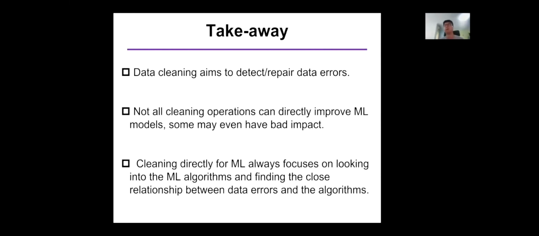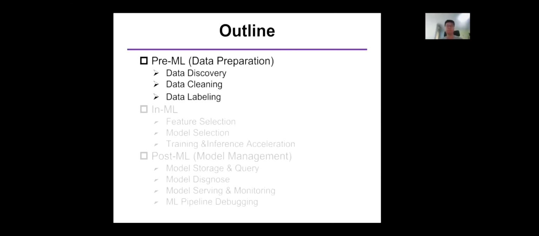So here is the takeaway. Data cleaning aims to detect and repair data errors, but not all the cleaning operations can directly improve the machine learning models. And some may even have a bad impact, like duplicates. So cleaning directly for machine learning always focuses on looking into the machine learning algorithm and finding the close relationships between data and the algorithms. So it's very interesting and important.